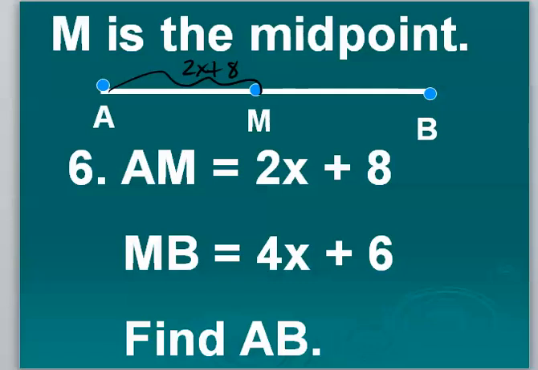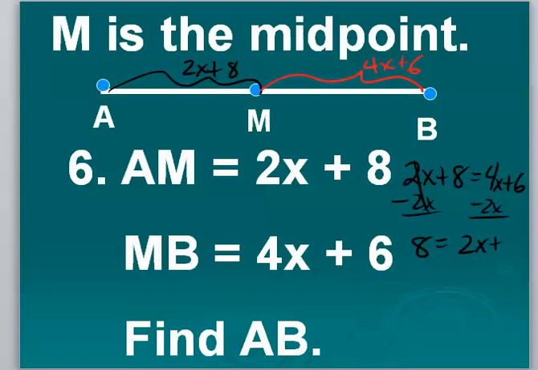And MB, the other half, is 4x plus 6. Again, they're giving me the two halves. I'm going to set those equal. So 2x plus 8 equals 4x plus 6. We're moving the smaller x value, the 2x, by subtracting. So 8 equals 2x plus 6.